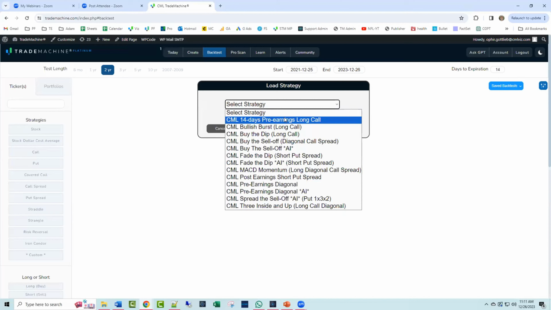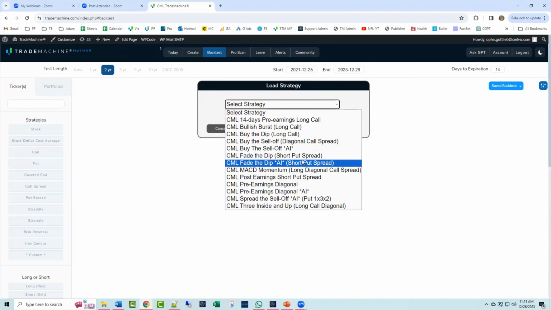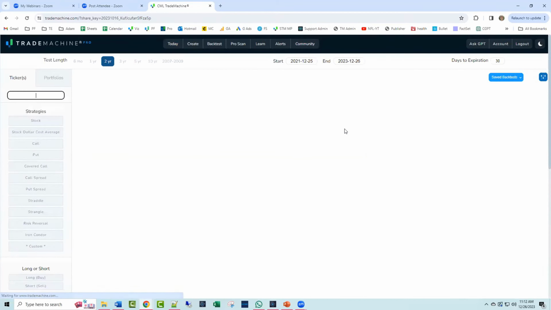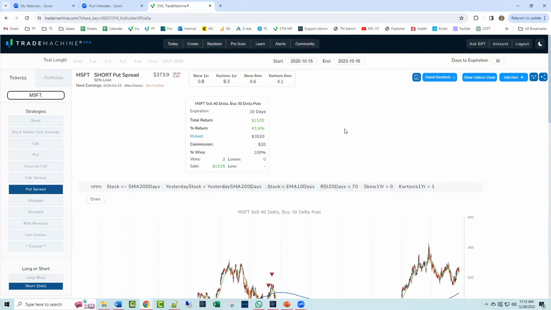So as I said up front, we're going to do fade the dip with our AI. So what you do is you select it from the drop-down menu. Right? I'm going to get out of the drop-down menu and show you again. I just clicked save backtest, fade the dip plus AI. That's what we're going to do today. So you click it, and then you just click load. And just wait a second. Let the backtester do its thing. It's fast. It's going to load one ticker, and that's it.